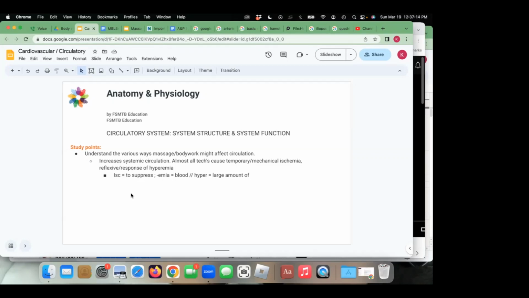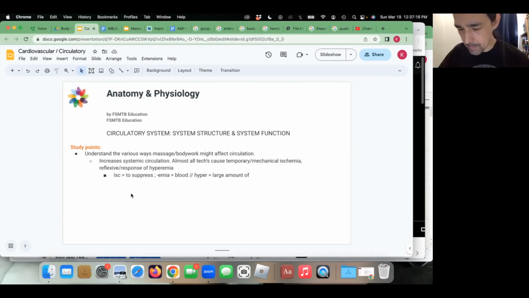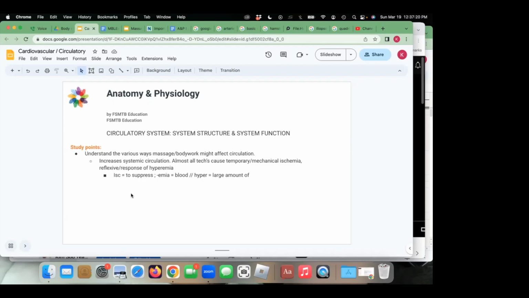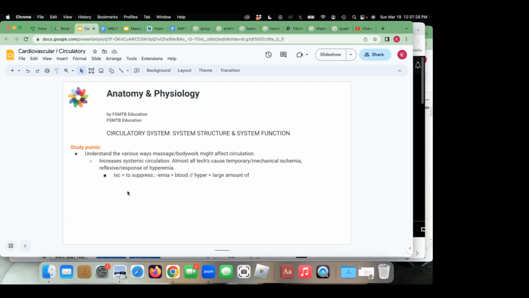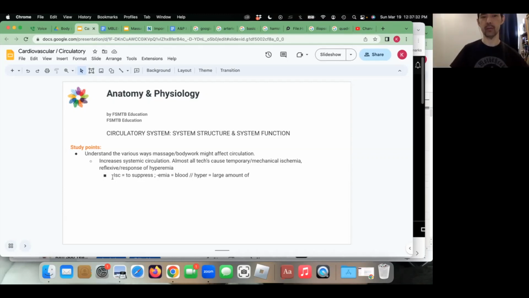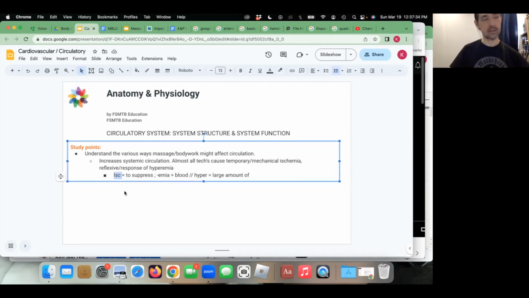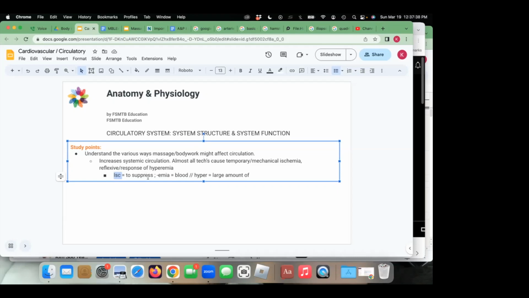It slows down the blood. Mechanical ischemia, yes, very good. Ischemia, yeah. And what does isch mean? To suppress, and emia is the blood flow.